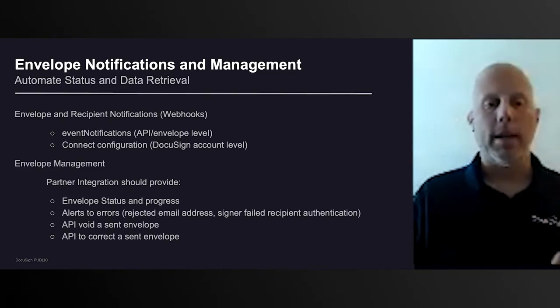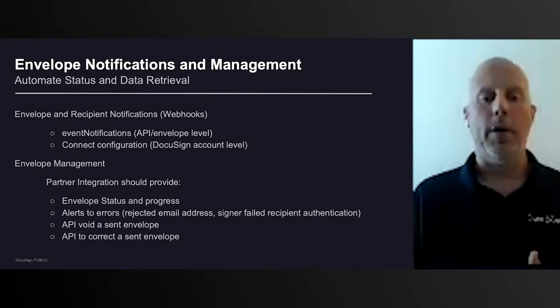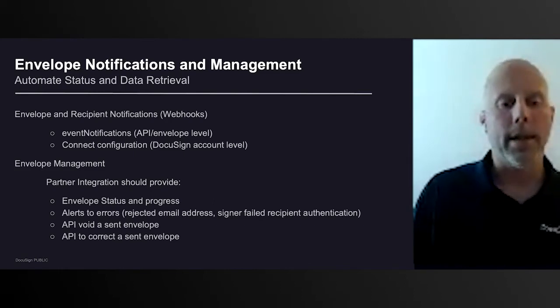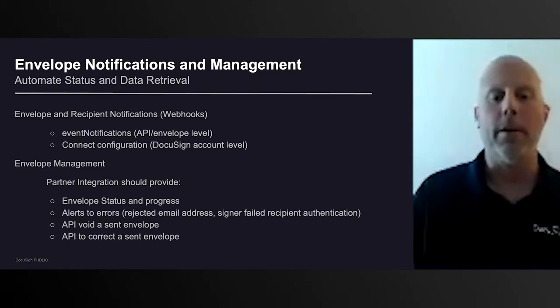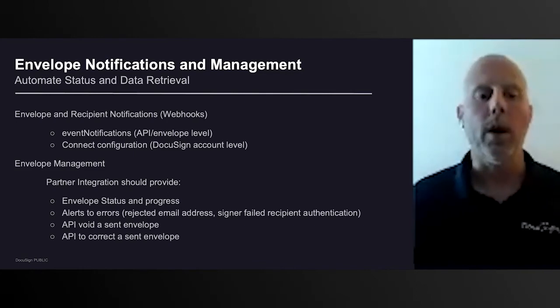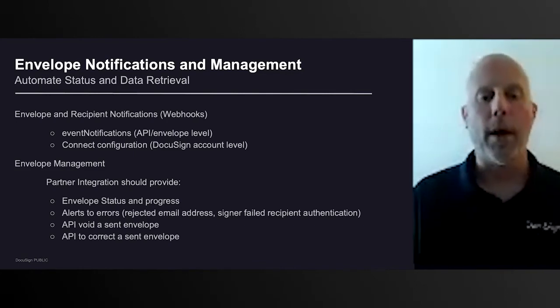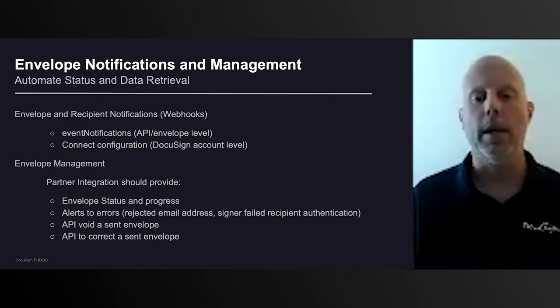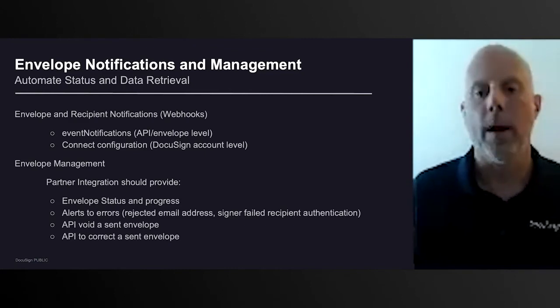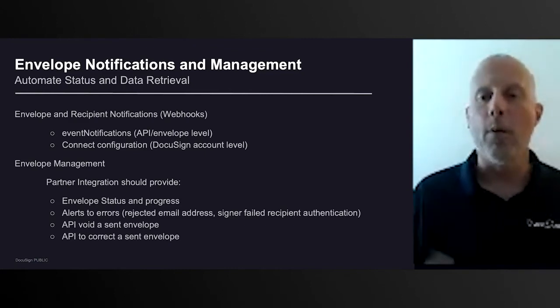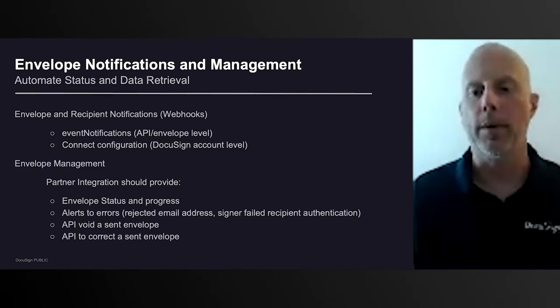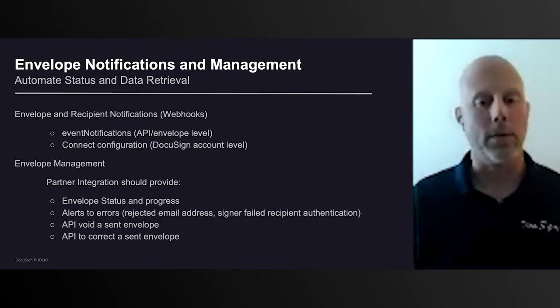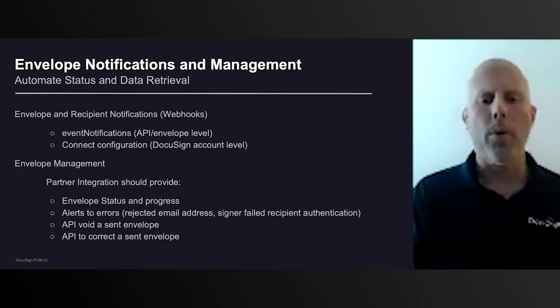So we've got the status, and then now we want to also build in the management of that envelope. I know that this is sent, but no one signed it. Maybe there is a problem with it. We also will send you possibly alerts on errors, meaning, hey, this mailbox was rejected, you typed it in wrong, or the signer didn't type in the right recipient authentication and access code and such. So we will provide that.